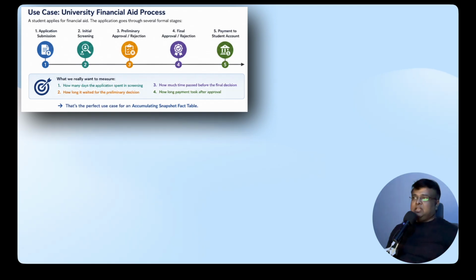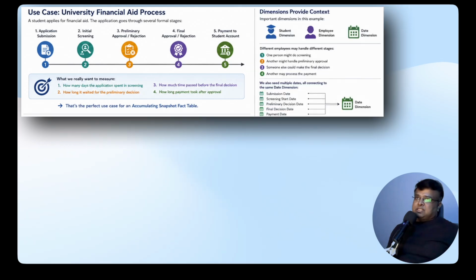Now, just like any other fact table, we'll still need the dimensions to provide the context. So in this particular example, the important dimensions are the student dimension, the employee that is handling the process, and the date dimension. Different employees may handle different stages. One might do the screening, another might handle the preliminary approval, someone else will take maybe the final decisions. So the fact table may need multiple employee references for the same application. Similarly, we also need multiple dates. For example, submission date, screening start date, preliminary decision date, final decision date, and lastly the payment date as well.